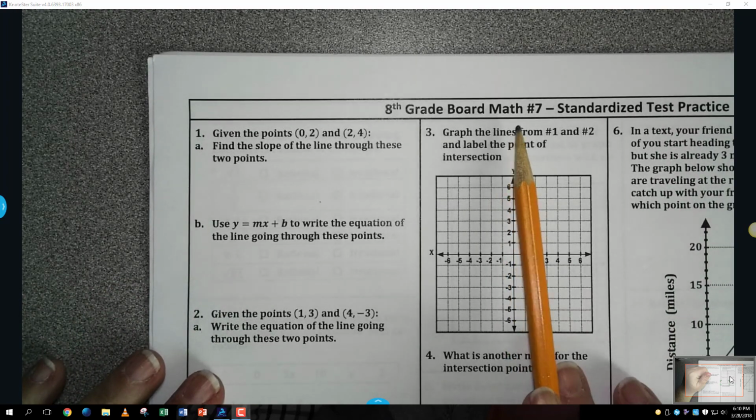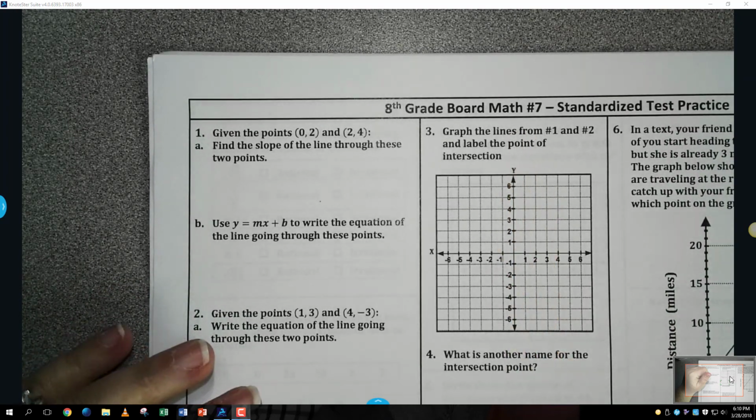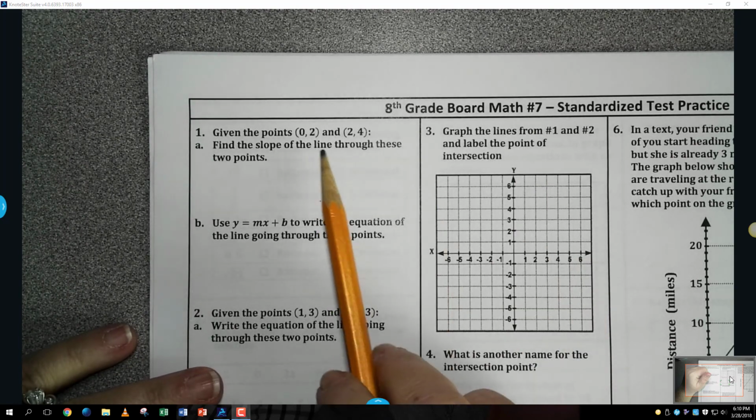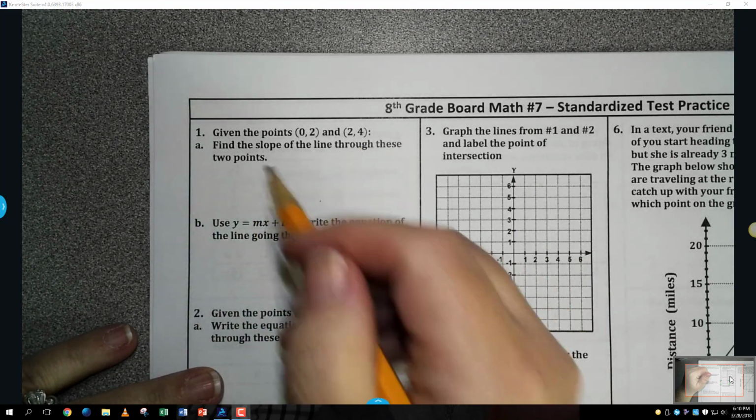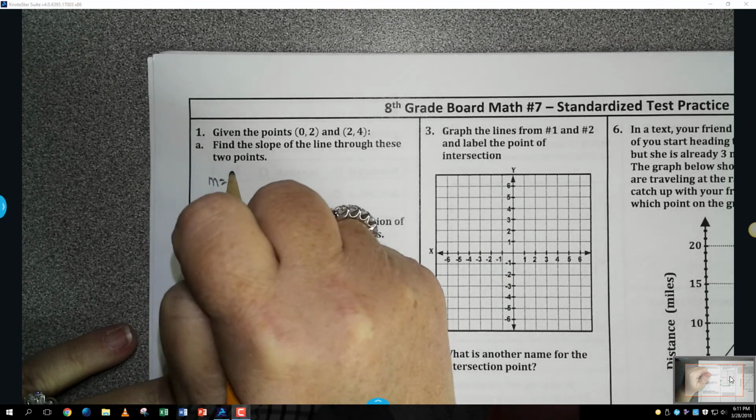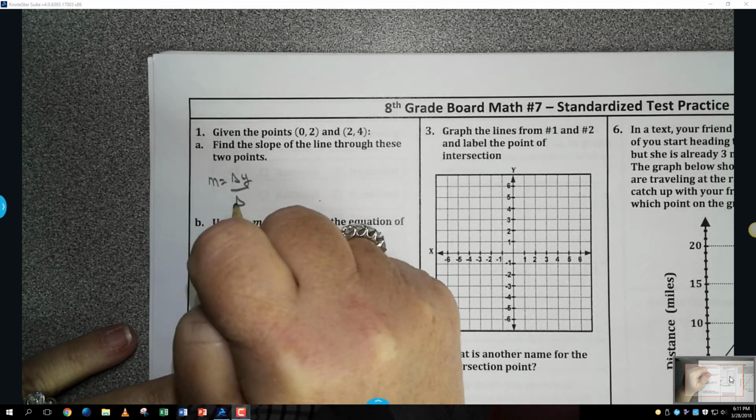Okay, so this is math board number 7. Given the 2 points, (0, 2) and (2, 4), find the slope of the line through these 2 points. So the slope is the change in y over the change in x.